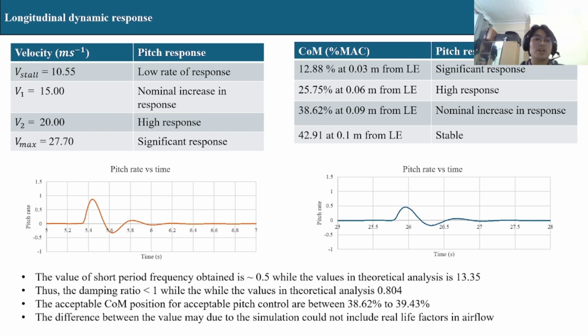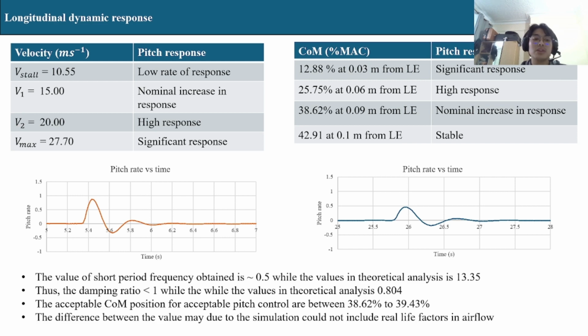So in terms of velocity and center of mass, as the value of velocity increases, the pitch response goes from a low rate of response to a significant response, while for the center of mass, it was inverted, which is from a significant response to a stable response.